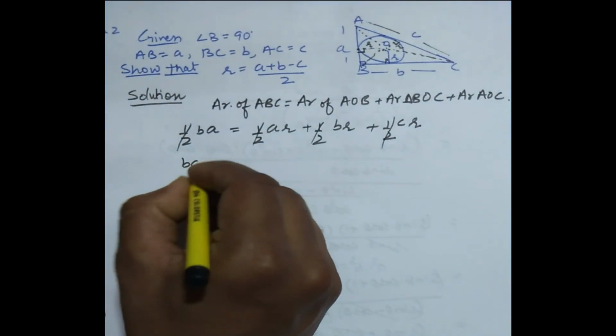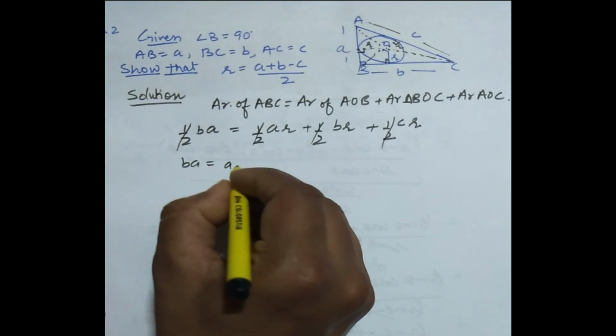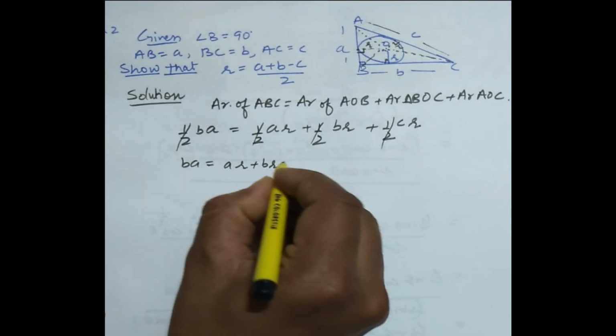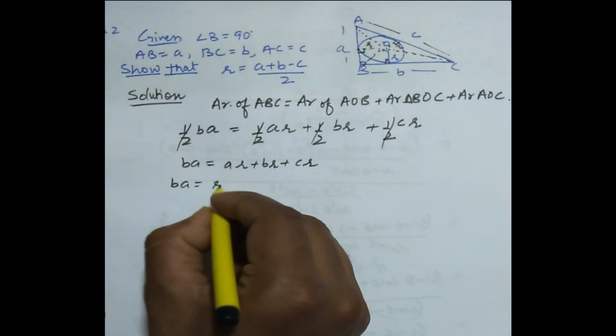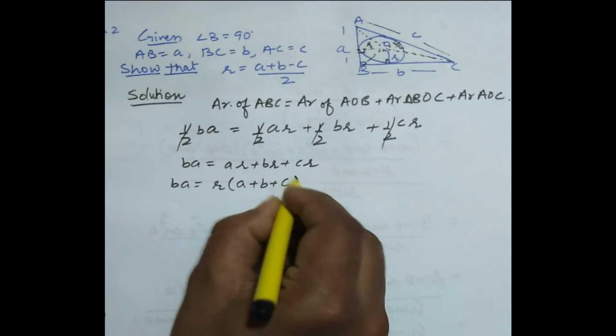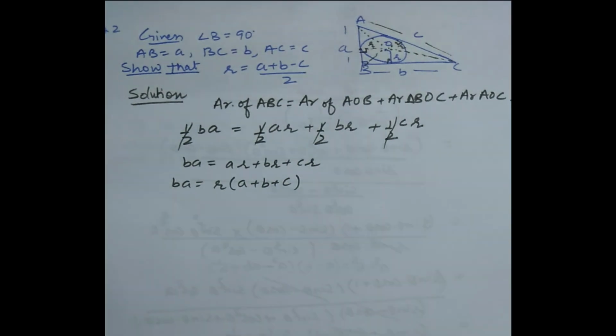So now it's BA equal to AR plus BR plus CR, or you can write BA equal to R common, so A plus B plus C. I have seen that most students do up to this point, but they forget what should be done after this, because you have not yet got the solution. Students, you have to remember one very important thing: what is given to you. Have you utilized all the given information? We have not utilized all the given information.